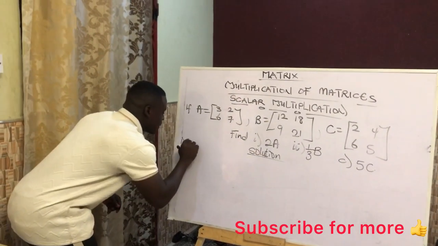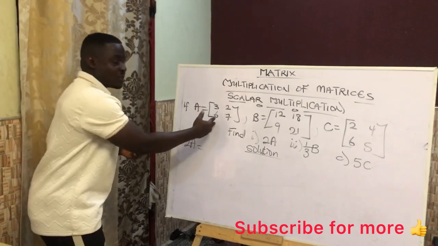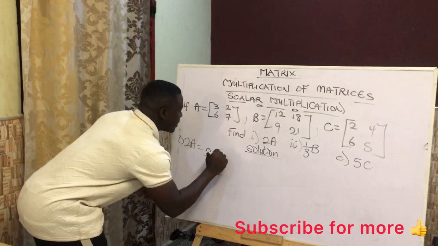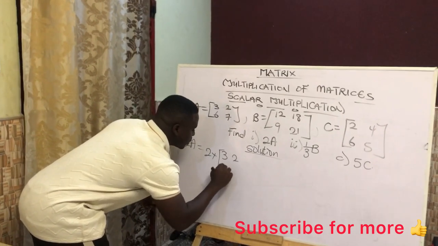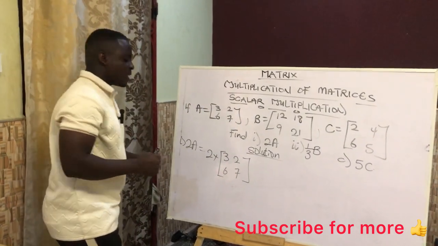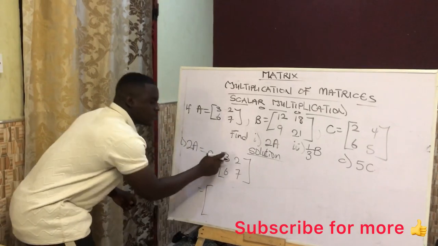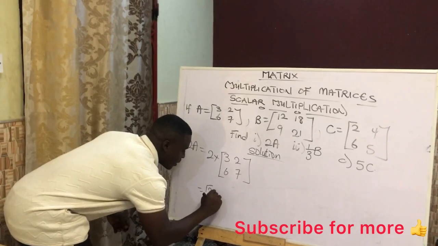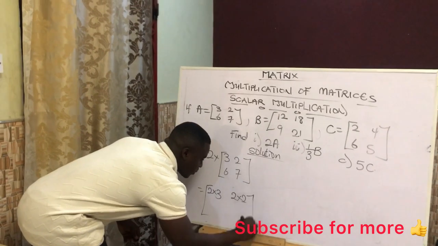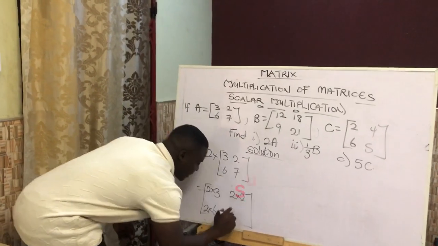It says 2 multiplying matrix A. So now we know our matrix A. It's 2 multiplying this matrix. We have 3, 2, 6, and 7. So when you multiply this matrix, 2 multiplies this 3, 2 multiplies this 2, 2 multiplies this 6, and 2 multiplies 7.